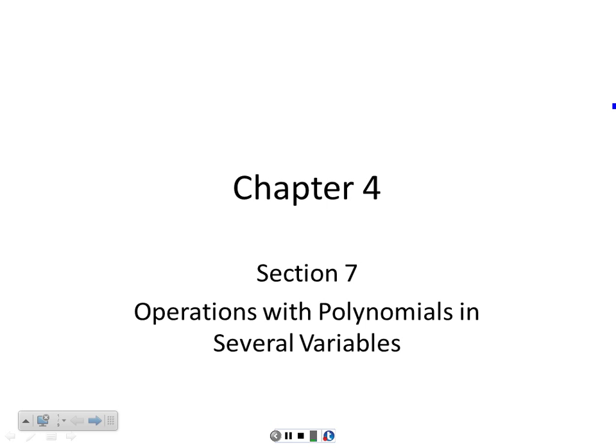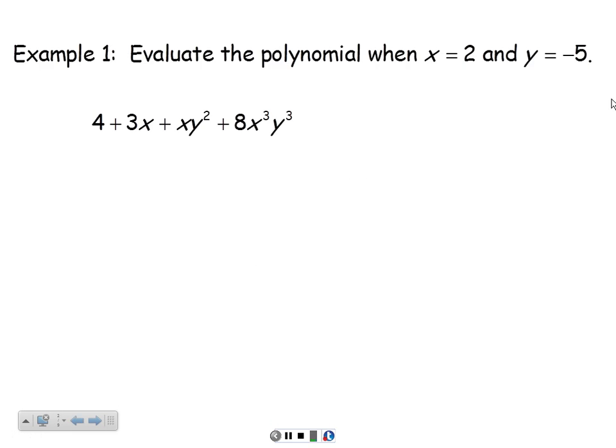Chapter 4, Section 7, Operations with Polynomials in Several Variables. In this section, we're going to follow the exact same process that we've done all chapter long, except now, instead of having one variable in the polynomial, we're going to have multiple variables. So we're going to add, subtract, multiply, evaluate with multiple variables. Same process we've gone through the whole entire chapter, but now we're going to have two or more variables.